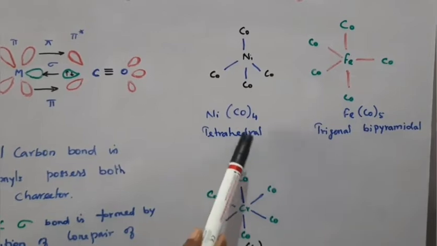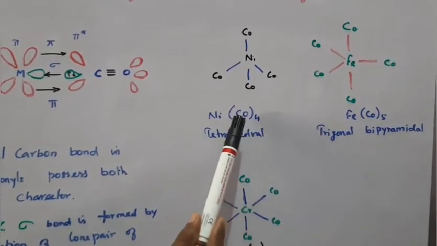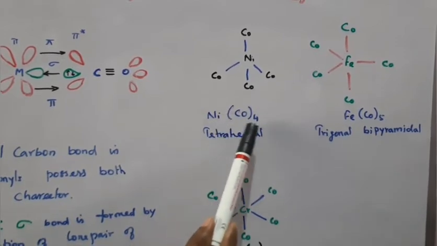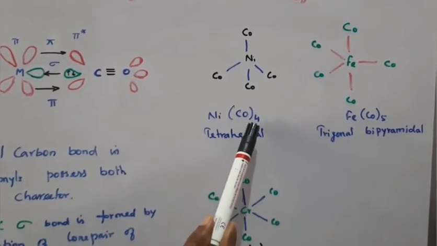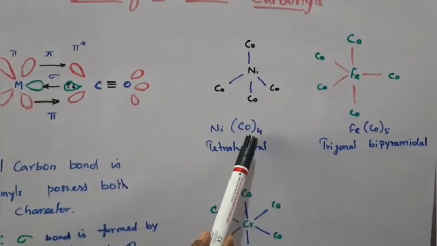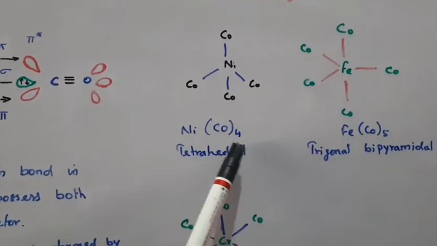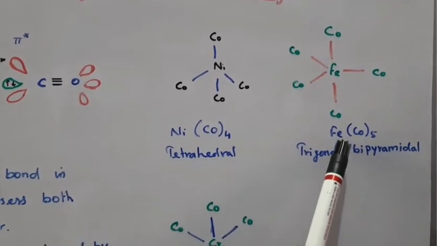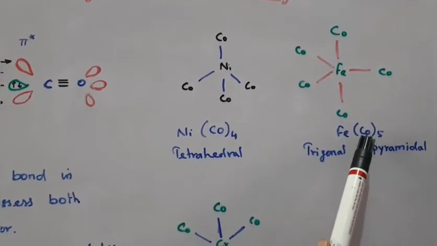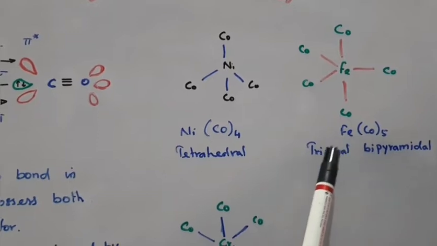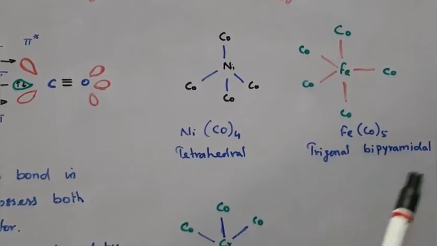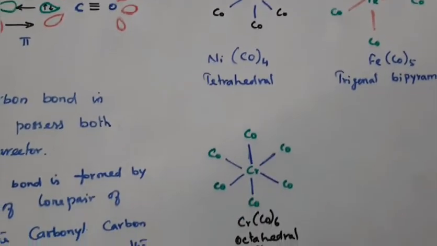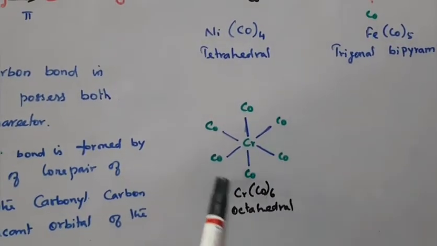For tetrahedral, the best example is tetracarbonyl nickel(0), because CO is a strong field ligand and a neutral ligand, there is no charge, so nickel is in the 0 state. Next one, pentacarbonyl ferrate, which is trigonal bipyramidal in shape. And hexacarbonyl, this is octahedral shape.